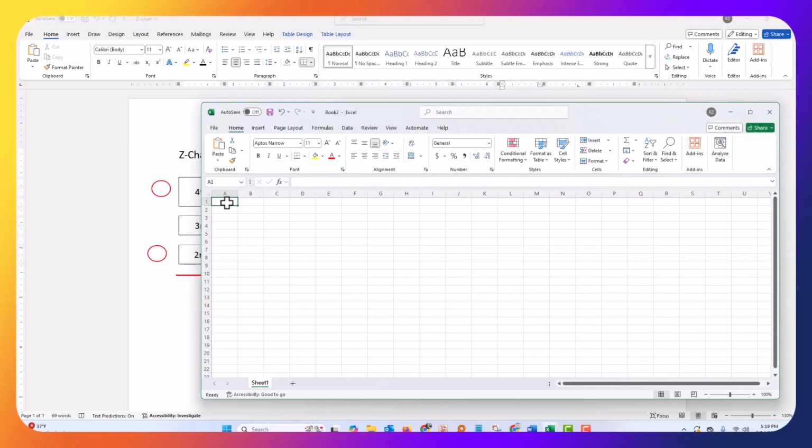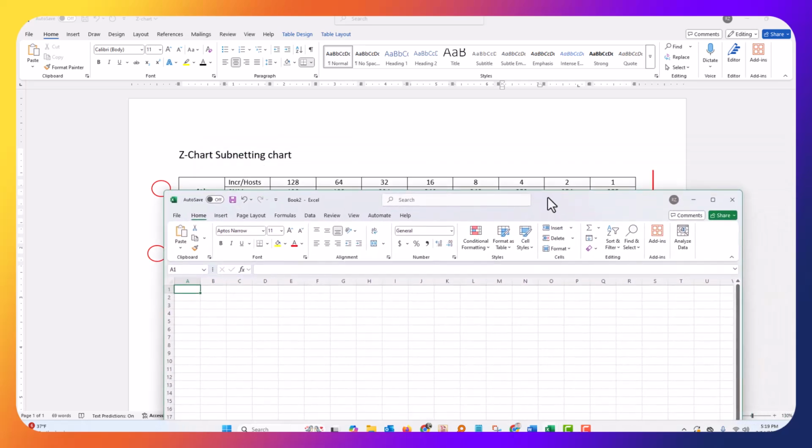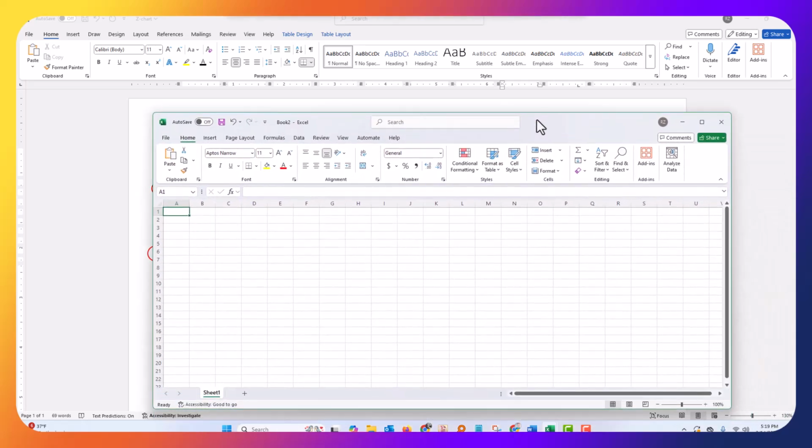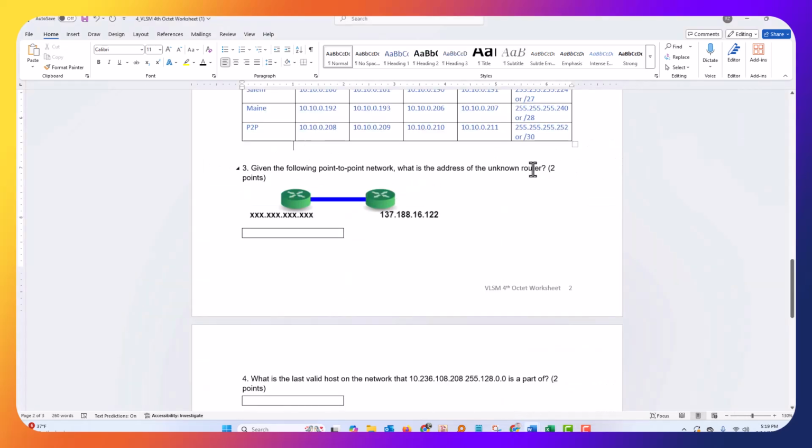New spreadsheet. There we go. So we're always going to go up by 4 in the fourth octet. So let's look at where our starting point is here. We're starting with 137.188.16.